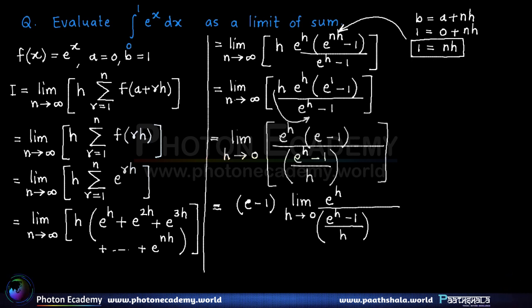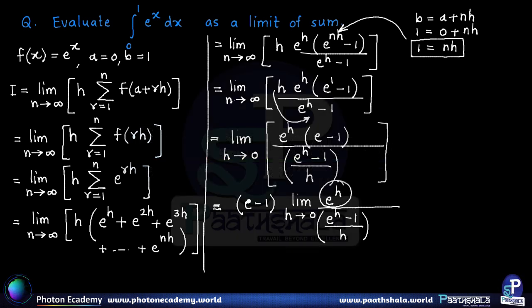Now as h tends to 0, this e raised to h will tend to e raised to 0, which is 1, and the limit of the denominator is a standard limit, and that is also equal to 1. So therefore finally our answer is e minus 1. So that's the value of this particular definite integral.